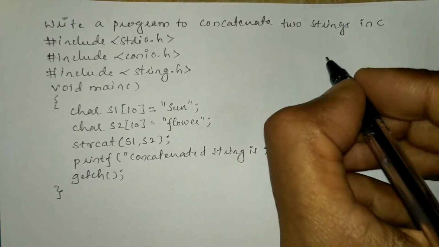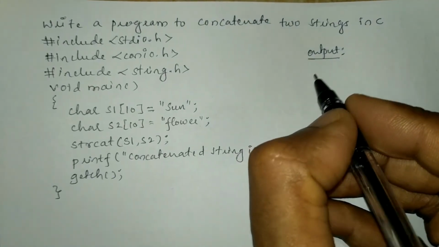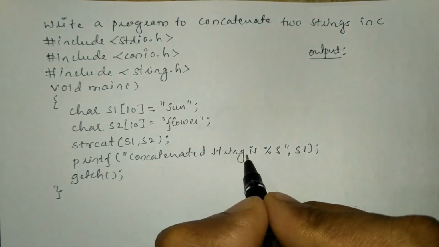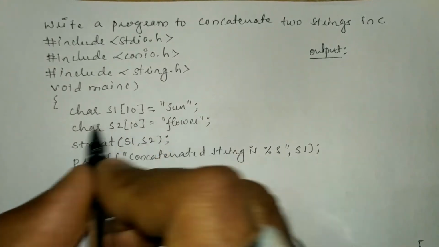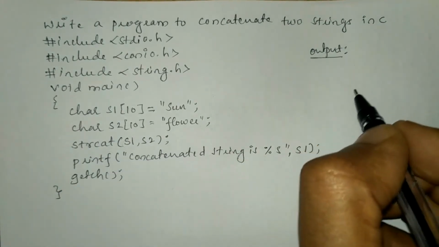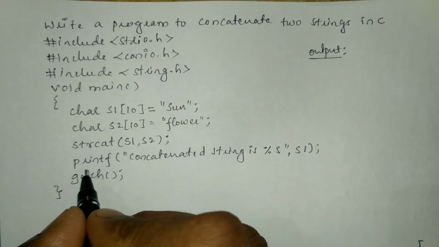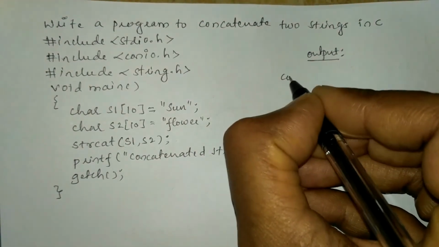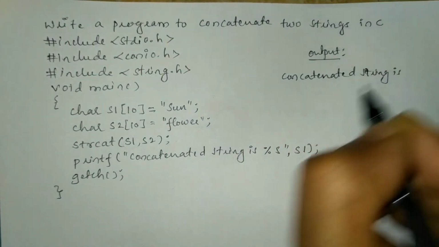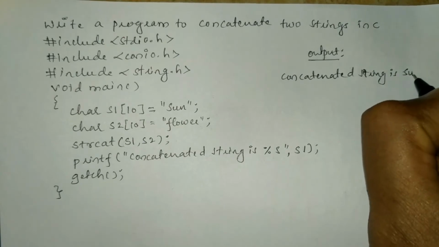Now let us run this program and check how exactly the output comes. Once we compile and run this program, it is going to directly print concatenated string is s1. Both of these strings are initialized in s1 and s2 of type character. strcat will combine both the strings together. String 2 will come and join at the end of string 1 without leaving any space. It is going to print concatenated string is, where this %s is associated with s1, so s1 consisting of sunflower.